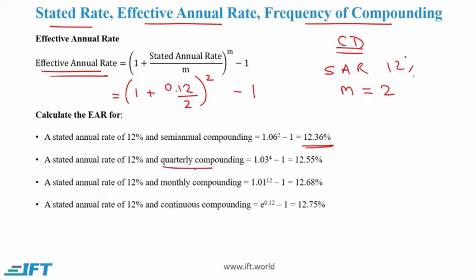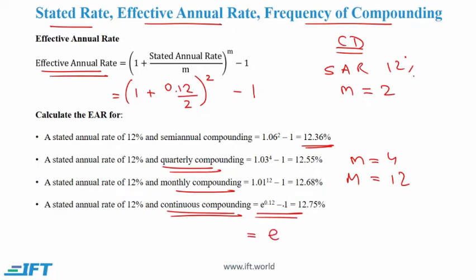If we have quarterly compounding, then M becomes 4. If we have monthly compounding, then M becomes 12. If we have continuous compounding, then we need to use this formula. So we essentially have e to the power of the stated annual rate, which is 12% in our example, and then we subtract 1 and we get 12.75%. Notice that as the frequency of compounding goes up, the effective rate also goes up.